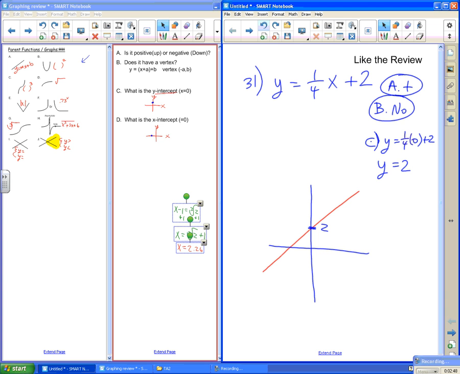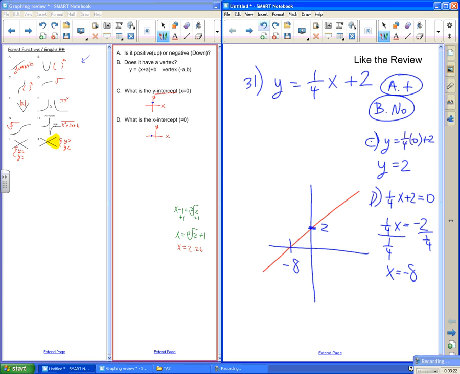Then you can answer the question of what's my x-intercept? X-intercept means setting this equation equal to 0. When does that happen? So I go 1/4 x minus 2 both sides, and then to get rid of the 1/4, I can divide by 1/4, and that'll give me x equals -8. So now I know that point and that point, and that should be enough to determine what the graph is.